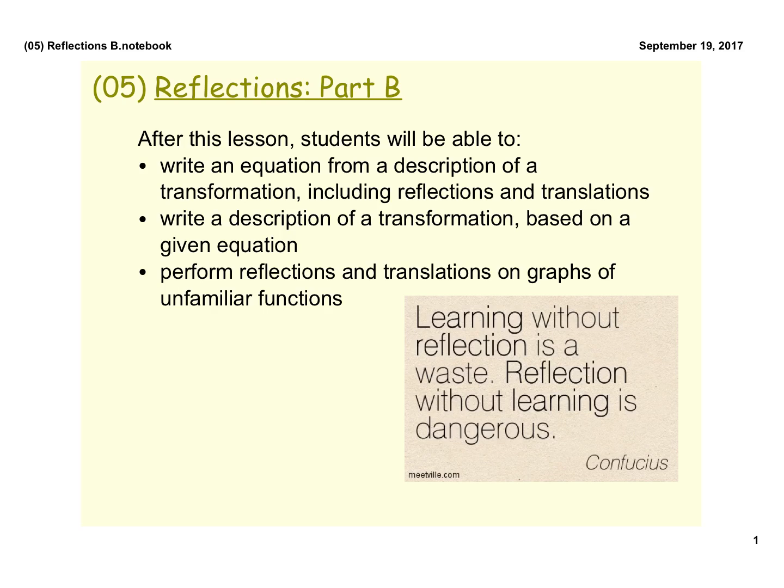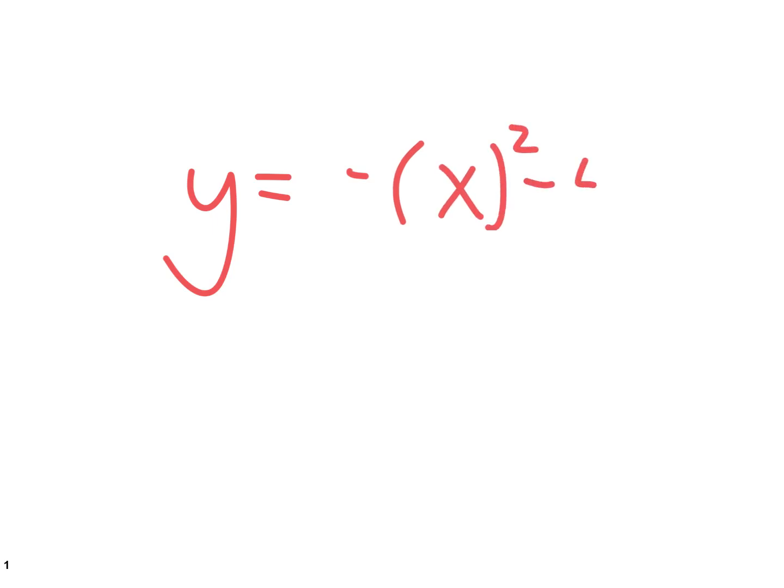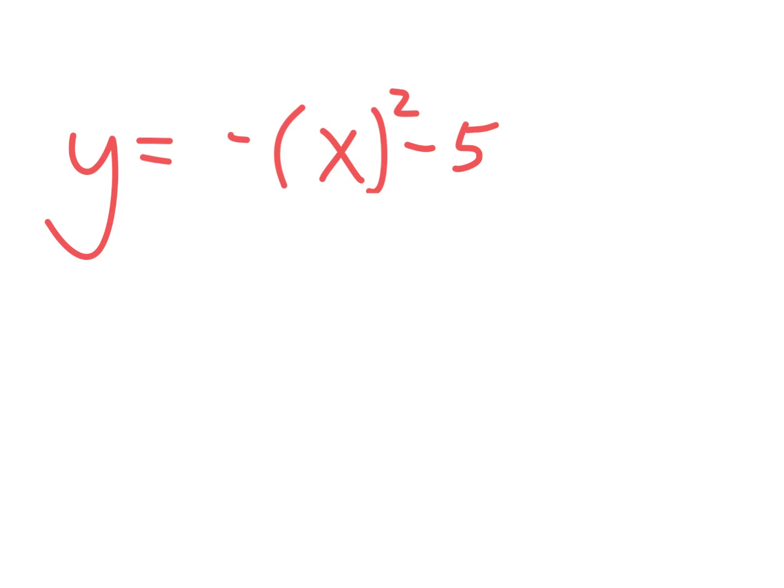So this is about reflections, and I'm going to remind you there's two kinds. You can put it on the inside or the outside, or you can put it on both. So I'm going to just keep this one simple. It's going to be just a x squared minus 5. Would you agree this has been reflected?